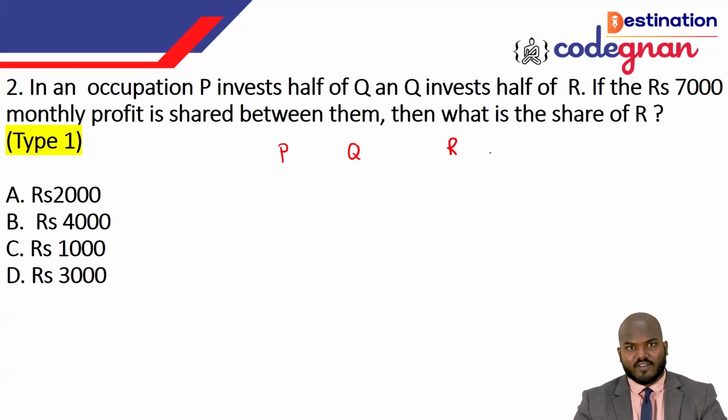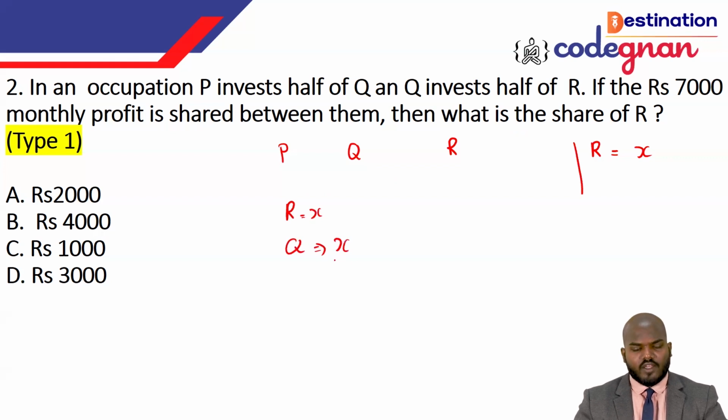I told you one thing: wherever the question is asking, you need to start the X from there. So I'm calling the share of R equal to X. Done. The Q investment is half of R, so Q is X by 2. And P's investment is half of Q, so again half means it will go to X by 4, like what we can say here in this one.